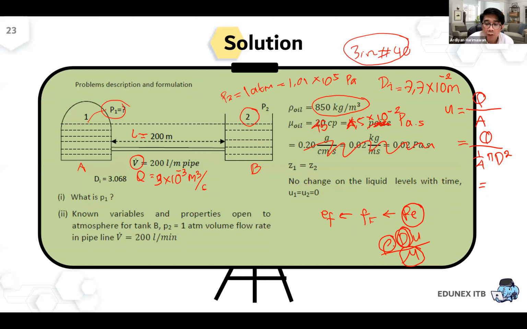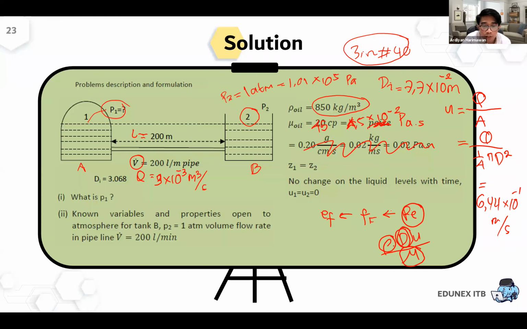How much? The unit should be in meter per second. Is it 0.64, sir? How much? 0.644. So 6.44 times 10 to the power of minus 1 meter per second.